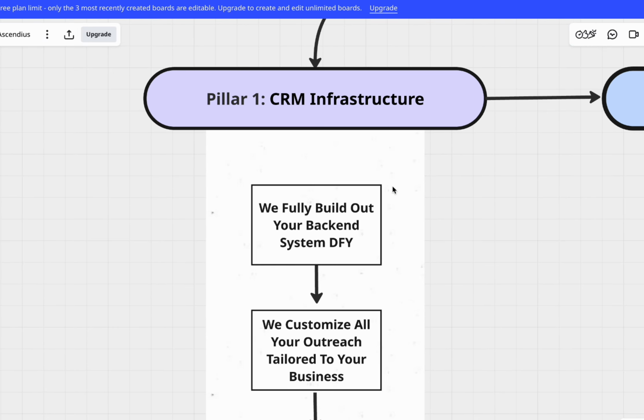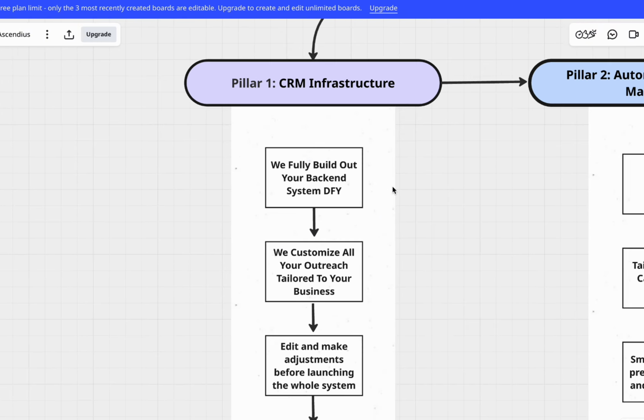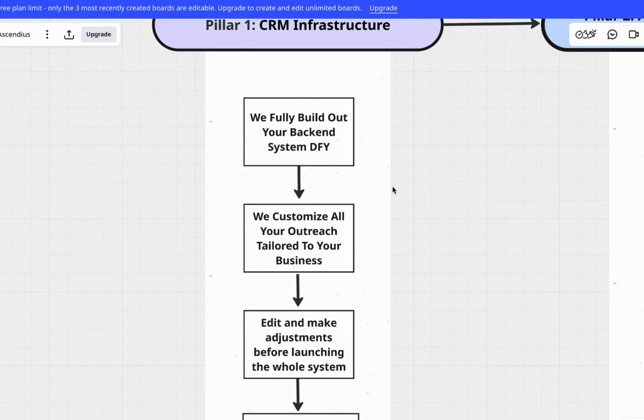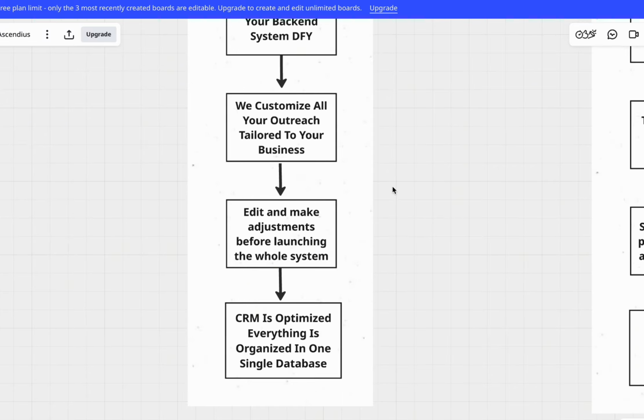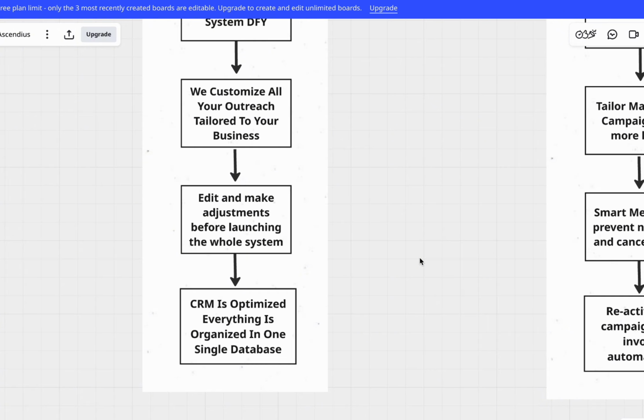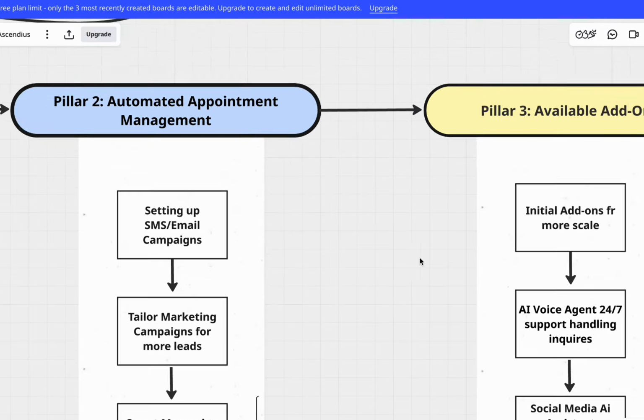So this is how pillar one works, right? First, we set up their CRM, we fully build it out for them, all done for them. We customize all the outreach tailored towards their business, and we make sure that we edit and make adjustments before we launch the whole CRM and the automations. Once the CRM is optimized, everything is organized in one single database. It's not like they have to go into a separate system to just look at the dashboard, or a separate system to see how the automations are running. You want everything streamlined into one place, right?